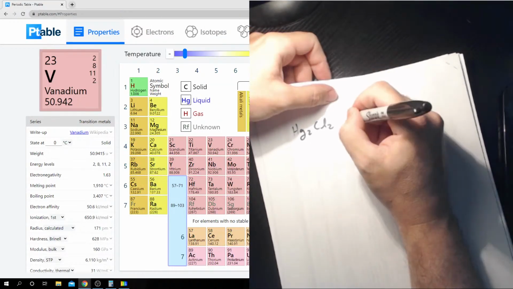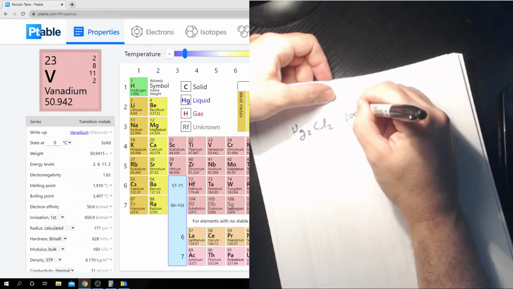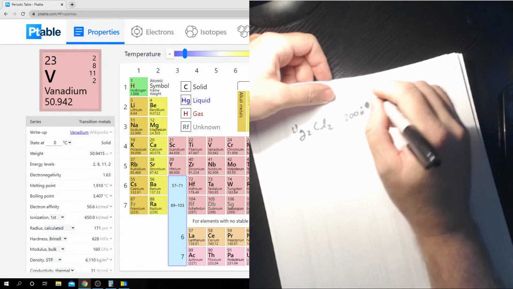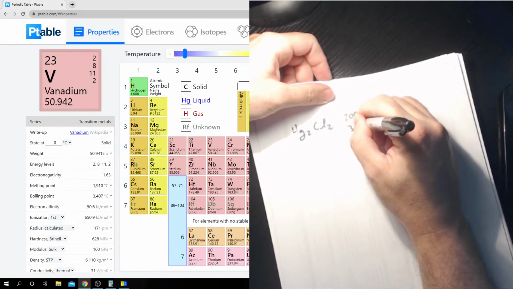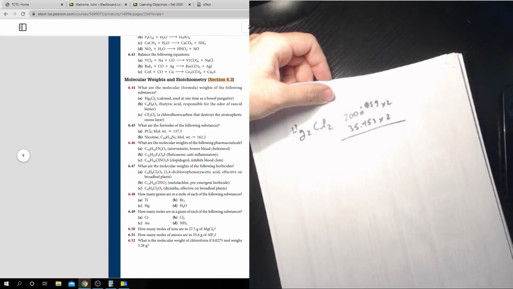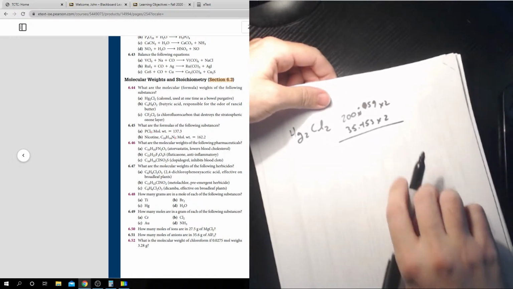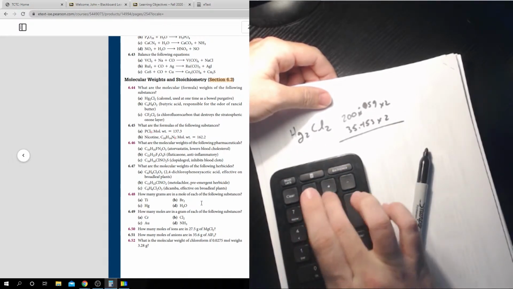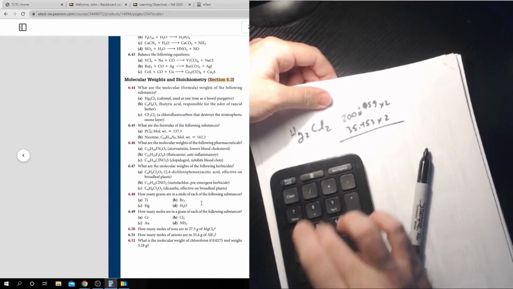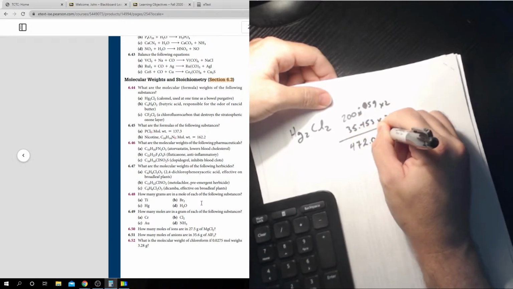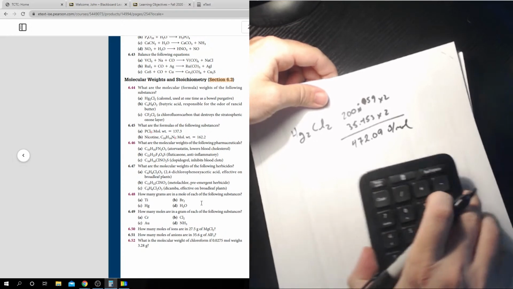Mercury is 200.059 times 2. And chlorine, 35.453, also times 2. It's going to be 470 something. There you are. 472.09 grams per mole.